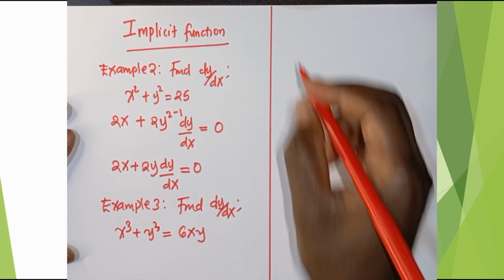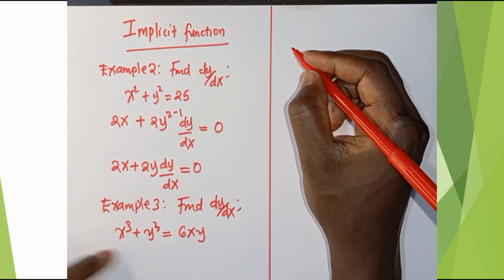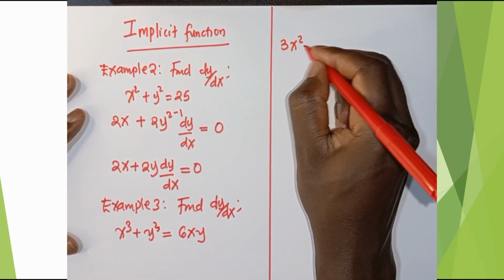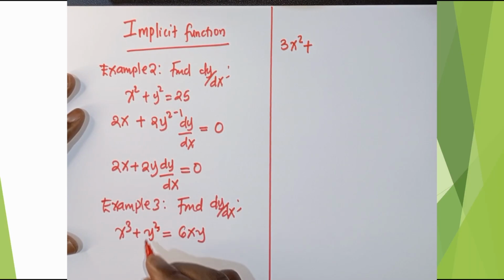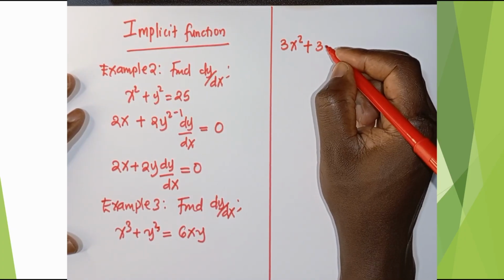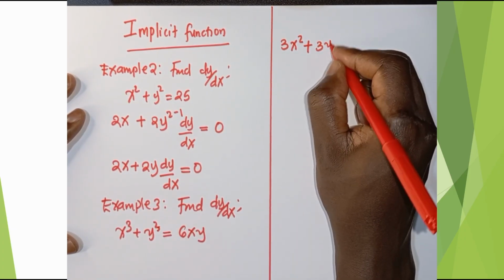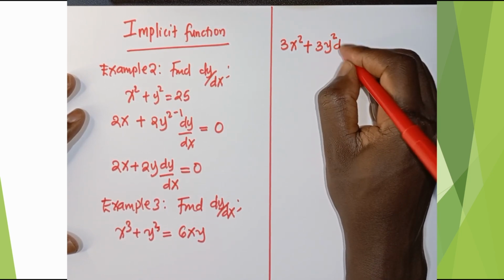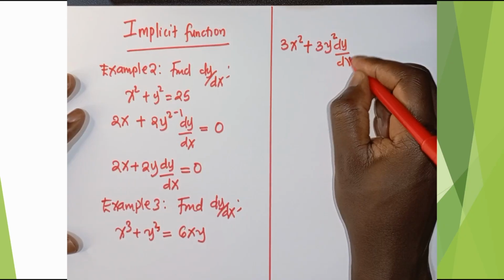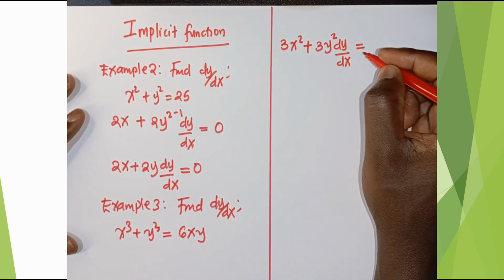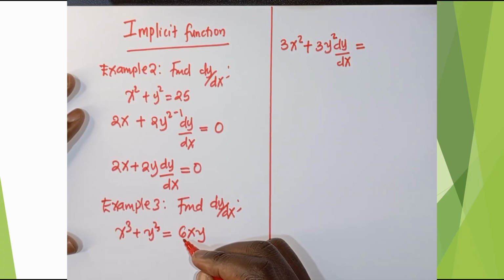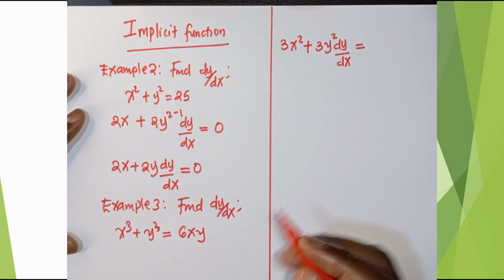To differentiate this, we shall have, when you differentiate x power 3, you'll have 3x squared plus, when you differentiate y cubed, you drop the power, which is 3, and then when you reduce 3 minus 1, you get 2, dy by dx, and then is equal to, we are going to differentiate 6xy using product rule, so we shall have 6.